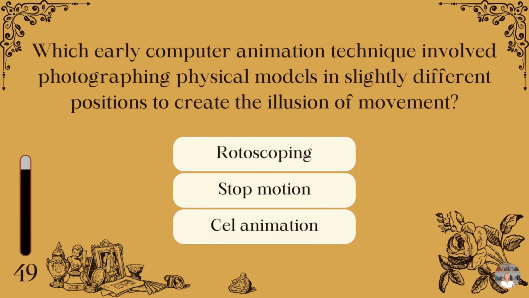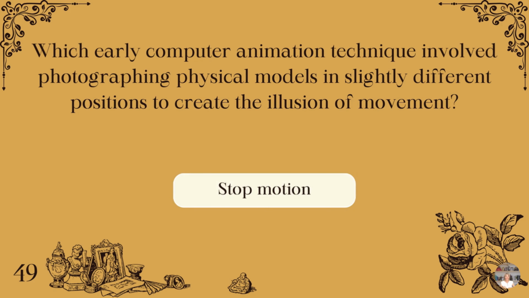Which early computer animation technique involved photographing physical models in slightly different positions to create the illusion of movement? Rotoscoping, stop motion, or cell animation? Stop motion.